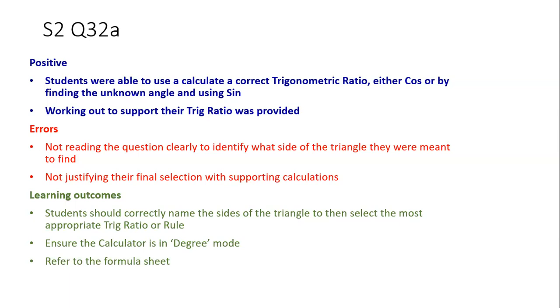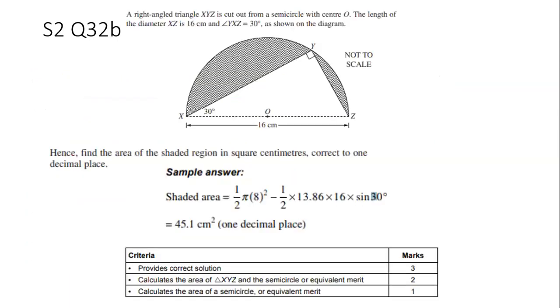Now, 32A carries straight over to 32B. Now, 32B was to find the area of the shaded region based upon the semicircle and the triangle. Now, with the two parts, they needed to work out the area of the semicircle, work out the area of the triangle, and then take them away.